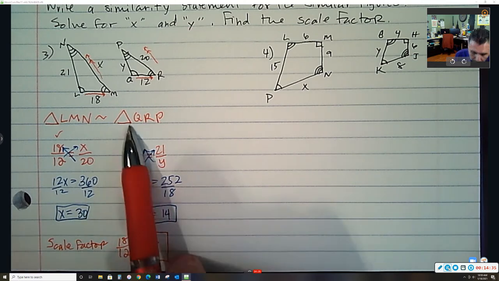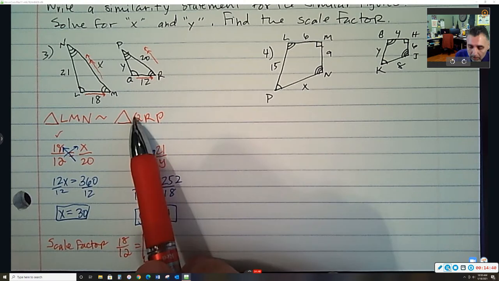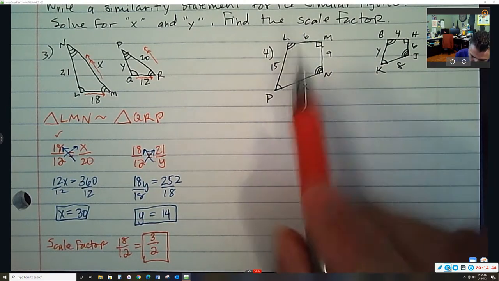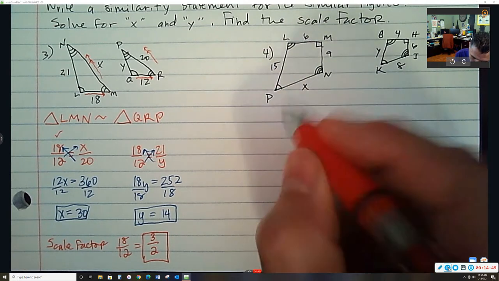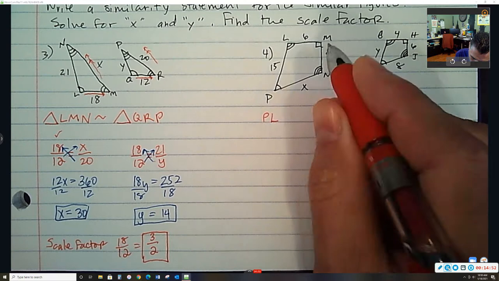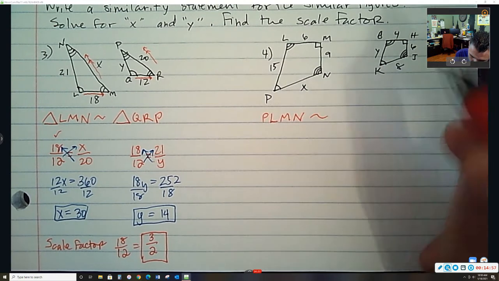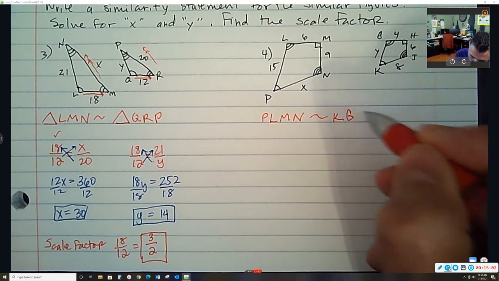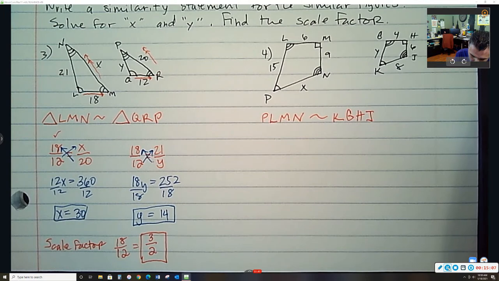So the next example, unlike this one, see how this one's a triangle? This one's not a triangle, so I'm not going to put a symbol in front of it. But let's go to the letters. I'm going to go 1, 2, square 3. Okay, so it goes P, L, M, N is similar to 1, 2, square 3. K, G, H, J. Okay, those are the similar ones.